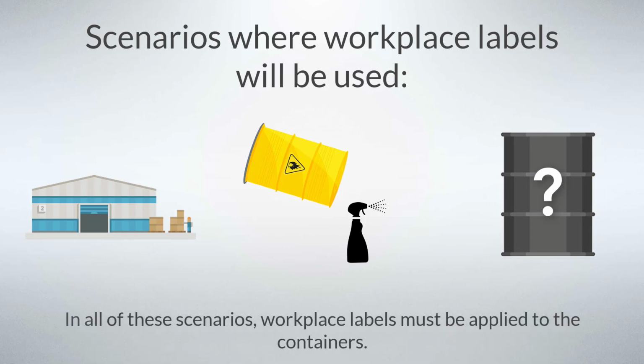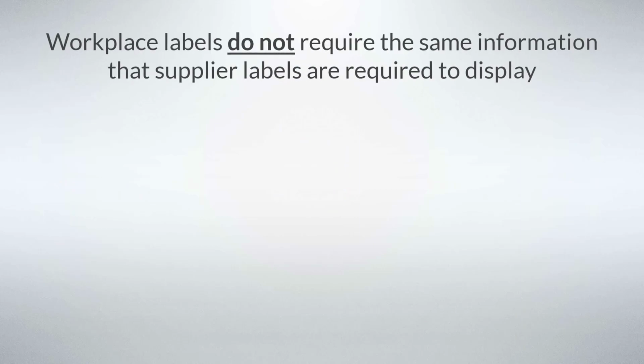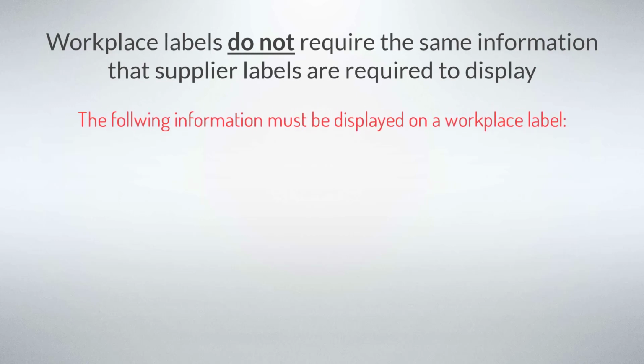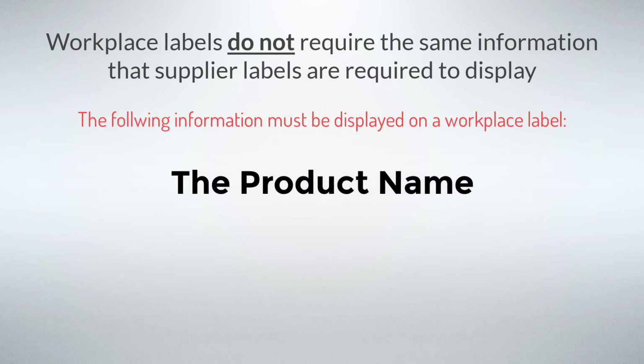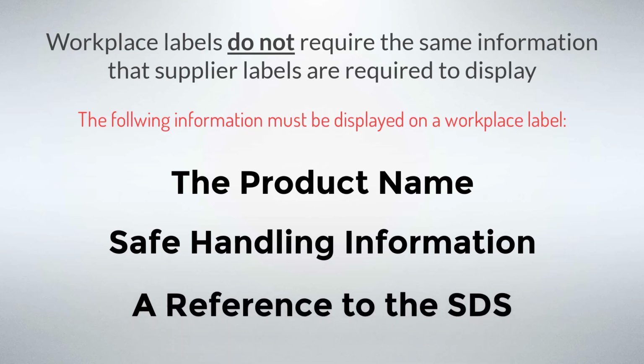In all of these scenarios, workplace labels must be applied to the containers. Workplace labels do not require the same information that supplier labels are required to display. The following information must be displayed on a workplace label: the product name, safe handling information, and a reference to the safety data sheet.